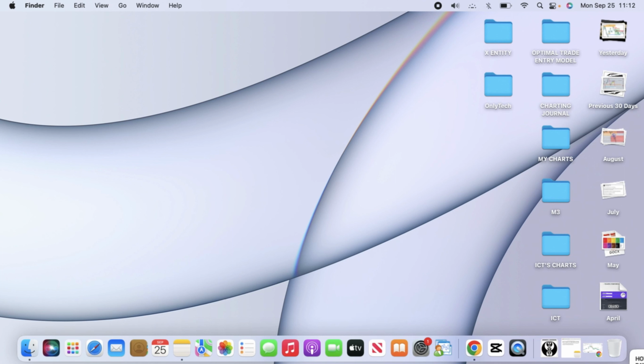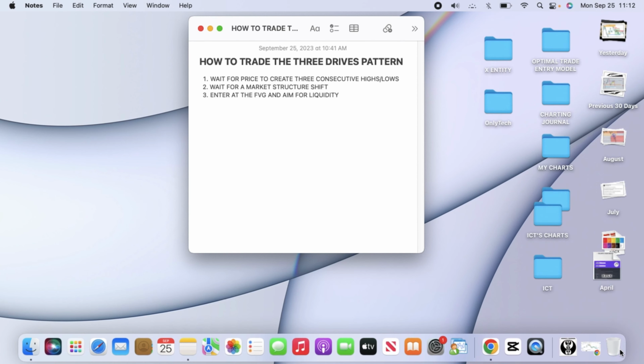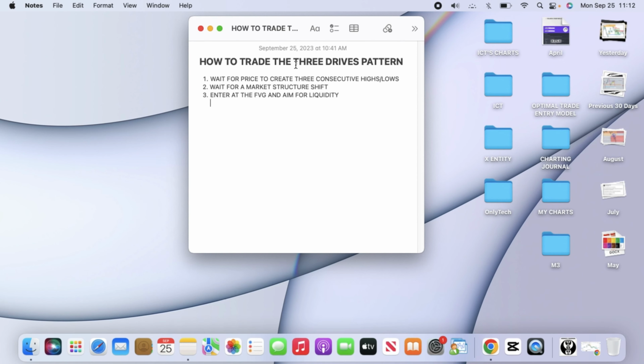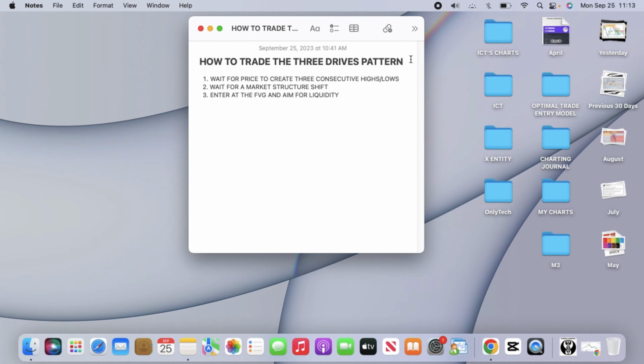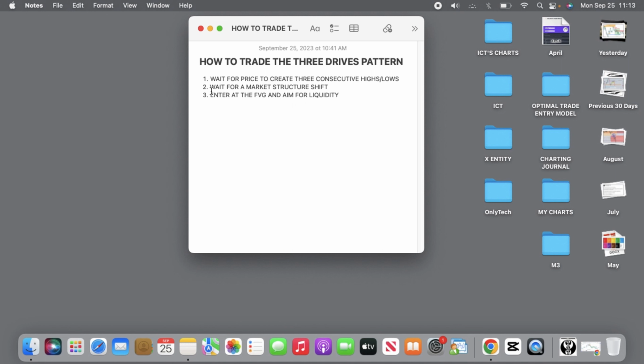So in today's video, I'm going to show you how to trade the three drives pattern. This is going to be a part 2 of the first how to trade the three drives pattern video I made. I wanna quickly go over the rules for this pattern or setup.